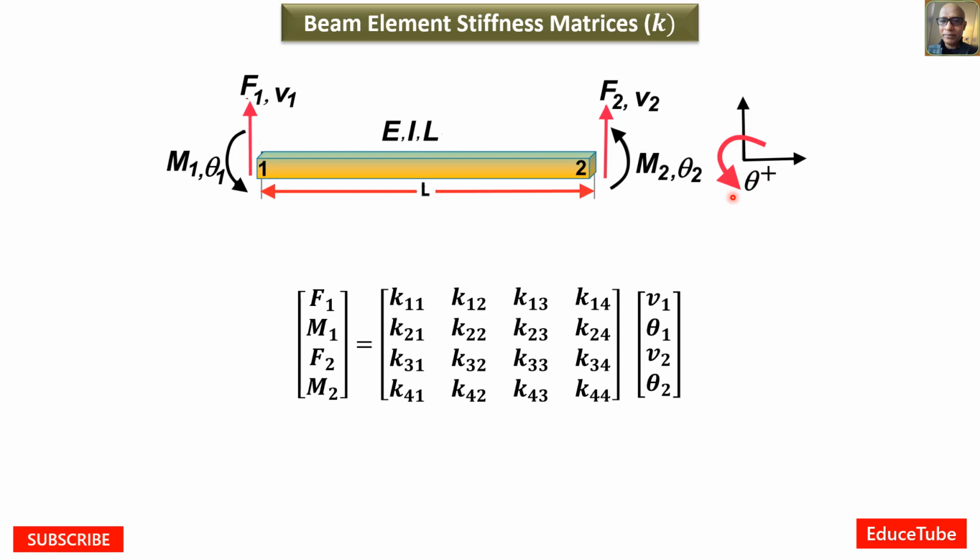Now I shall derive the stiffness matrix for a uniform beam, because here it is written K11, K22, K13 like this. So in the first slide I will discuss the first column, how to get it. Then I will see how to get the second column, then the third column, then the fourth column. I shall find these in the next slides. Let's move ahead.